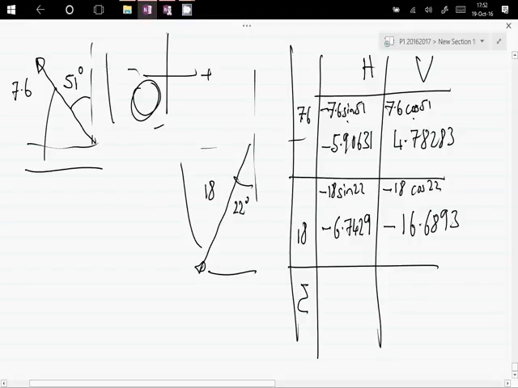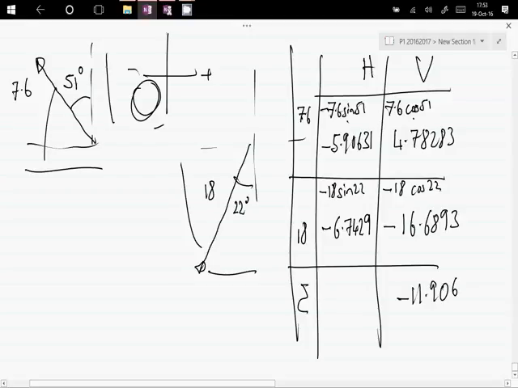I'm just going to add them because I've got that minus 16. So 4.78283 minus 16.6893 equals minus 11.906, and this one is minus 5.90631 minus 6.7429 equals, syntax error.